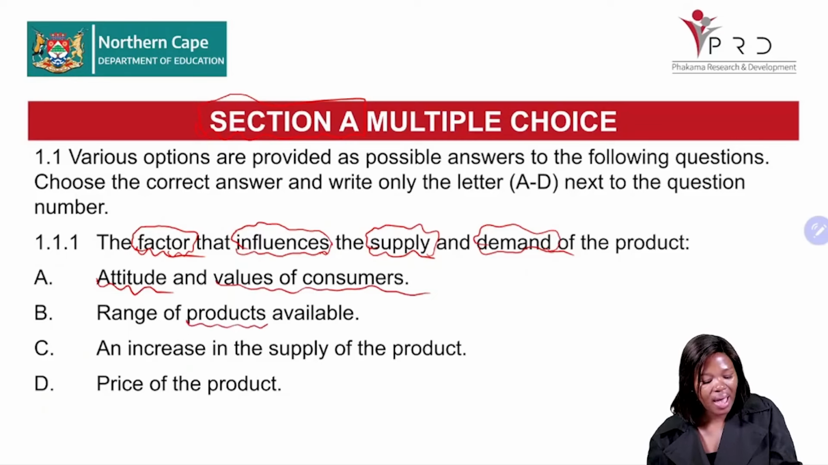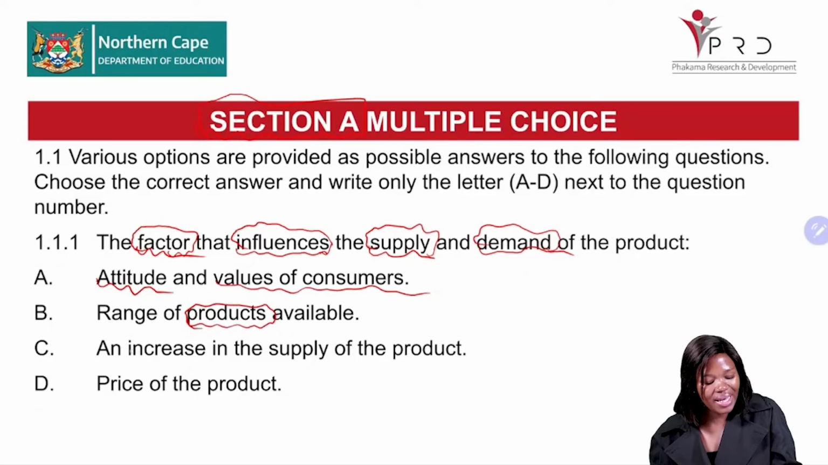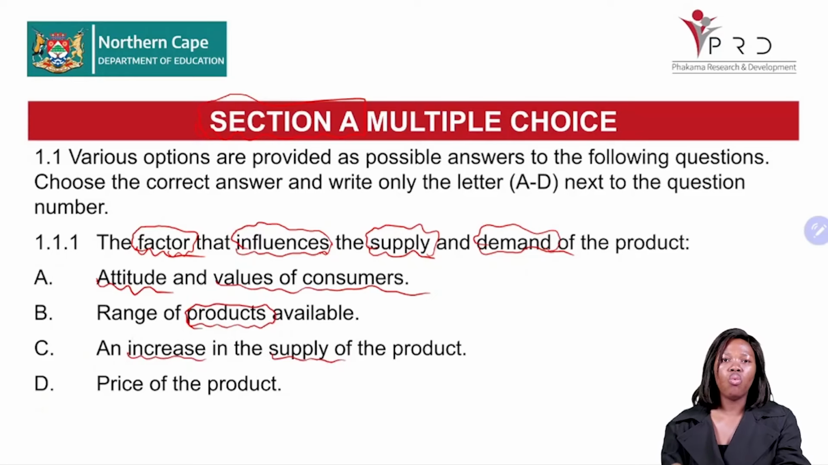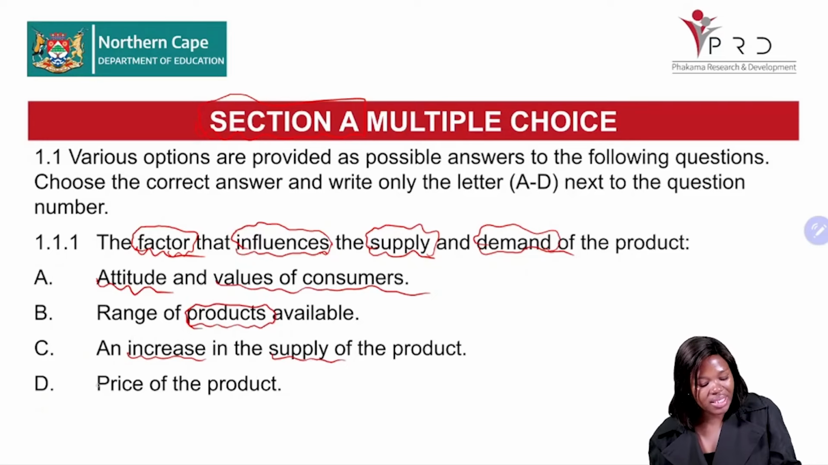Range of products available. Now, does this factor affect both the supply and the demand? No, it does not affect both variables. So the answer of B is incorrect. An increase in the supply of the product. Now, when there is an increase in supply of a product, does that affect the demand or does that affect both the demand and supply? Absolutely not.